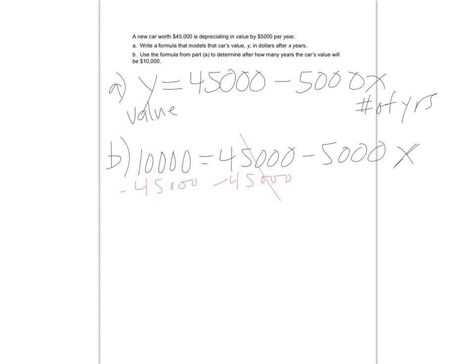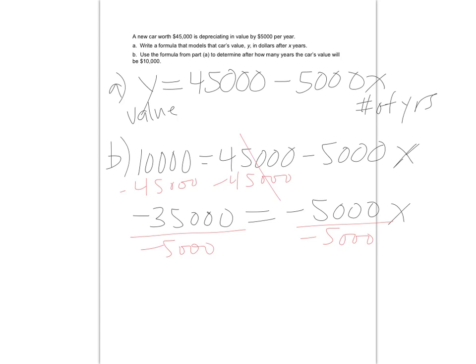$10,000 minus 45,000 is negative 35,000 equals, and be careful you don't accidentally drop that negative off of the 5,000. It's negative 5,000x. Divide by negative 5,000. And x is 7. Remember we said x is the number of years, so it's 7 years.